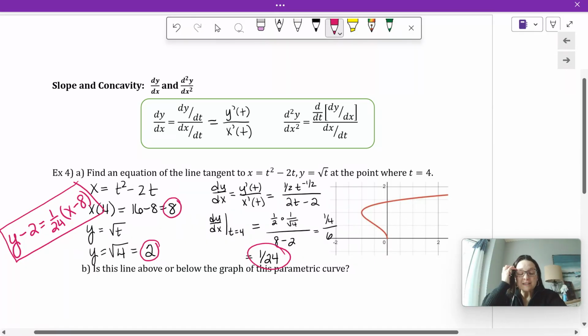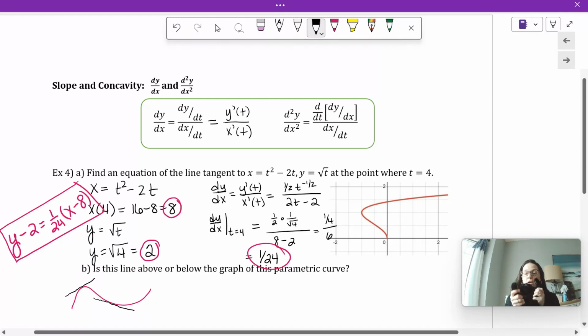Now, part B says, is this line above or below the graph of this parametric curve? Well, if I draw a tangent line to a graph, sometimes the tangent line is above the curve, sometimes the tangent line is below the curve, and it has to do with the curves.